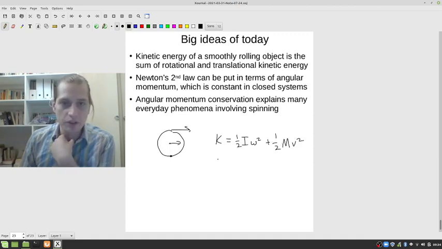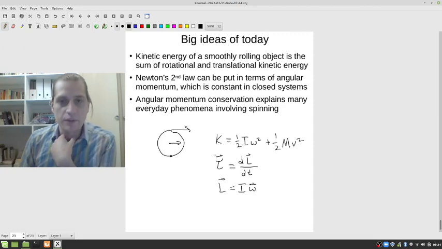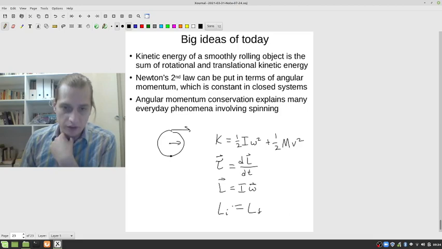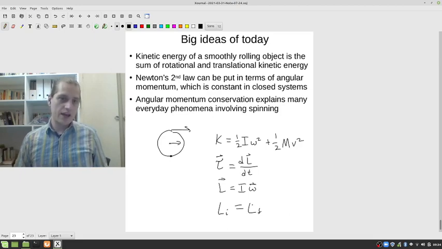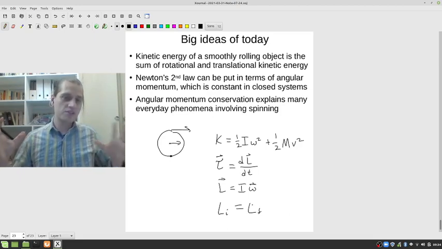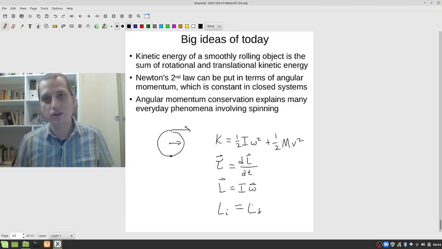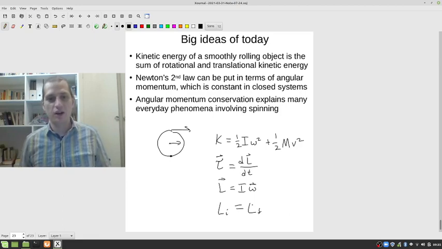Newton's second law can be put in terms of angular momentum, so we said that torque equals the change in angular momentum over time, where the angular momentum is I times omega for a spinning object. And if you don't have external forces, you have L initial equals L final. The initial angular momentum equals the final angular momentum, and that can explain things as diverse as why stars spin more quickly as they contract, to how figure skaters are able to pull off their cool spinning tricks.